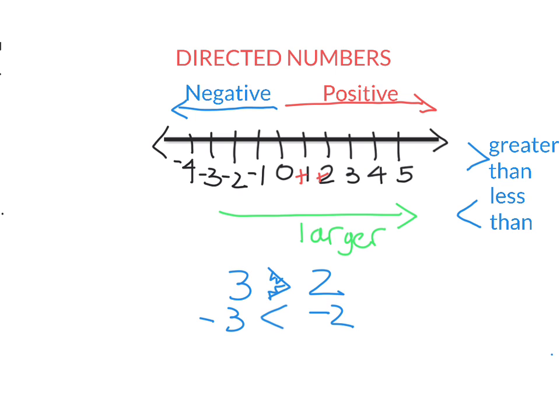So we're going to put this symbol. So crocodile's mouth, it wants to eat the larger number. This statement says minus 3 is less than minus 2. So even though 3 is greater than 2, minus 3 is less than minus 2. So the greater than or less than relationship is sort of switched around when numbers become negative.